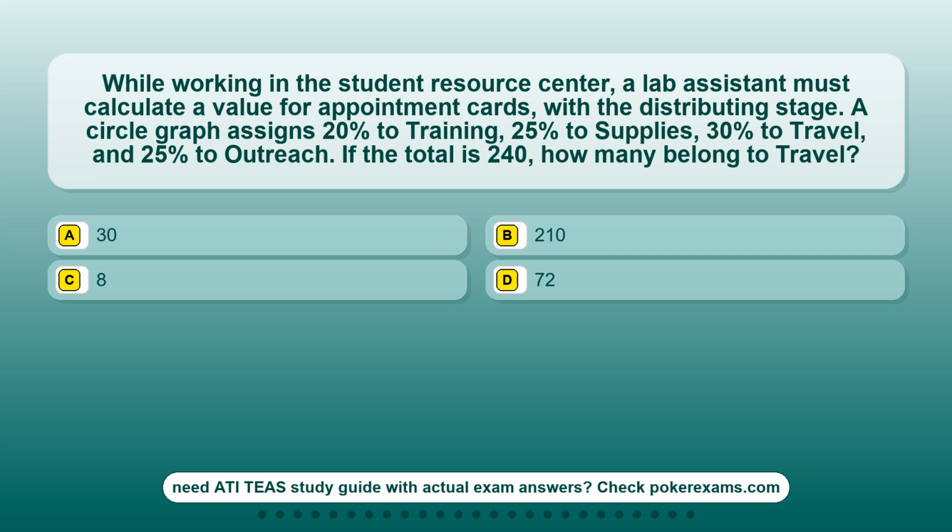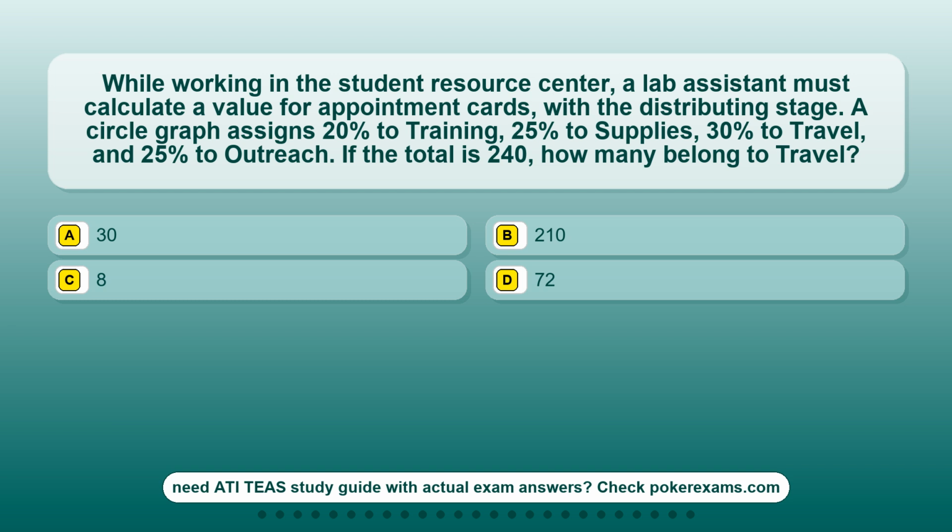Question 4. While working in the Student Resource Center, a lab assistant must calculate a value for appointment cards, with the distributing stage. A circle graph assigns 20% to training, 25% to supplies, 30% to travel, and 25% to outreach. If the total is 240, how many belong to travel?